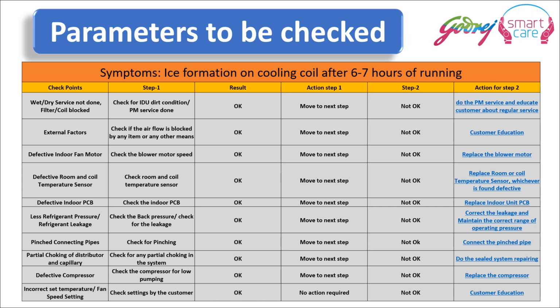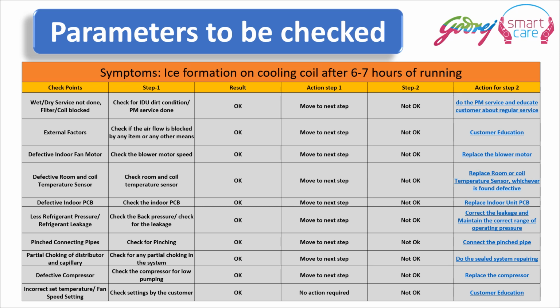In case of defective indoor fan motor, we have to check the blower motor speed. In case there is a problem with the blower motor, we have to replace the blower motor. In case of defective room or coil temperature sensor, we have to check the room and coil sensor. In case it is defective, we have to replace the sensor. In case of defective indoor PCB, we have to replace the defective indoor PCB.